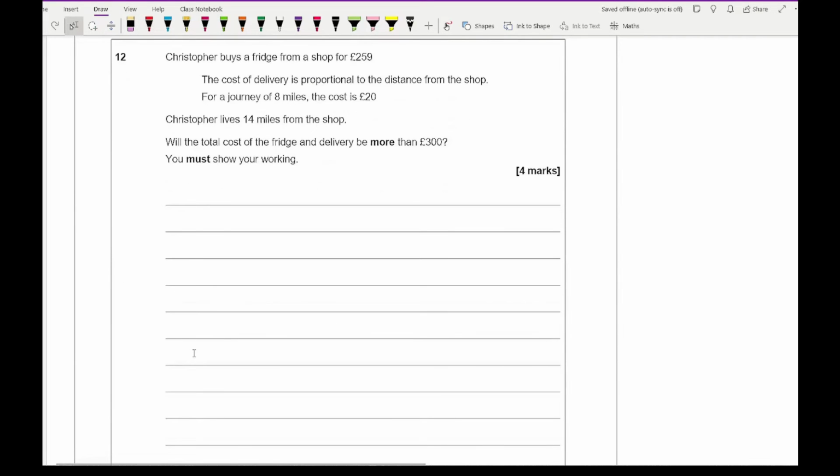Moving on to question 12, it says that Christopher buys a fridge from a shop for £259. The cost of the journey is proportional to the distance from the shop. For a journey of 8 miles, it costs £20. Christopher lives 14 miles from the shop. Will the total cost of the fridge and delivery be more than £300?